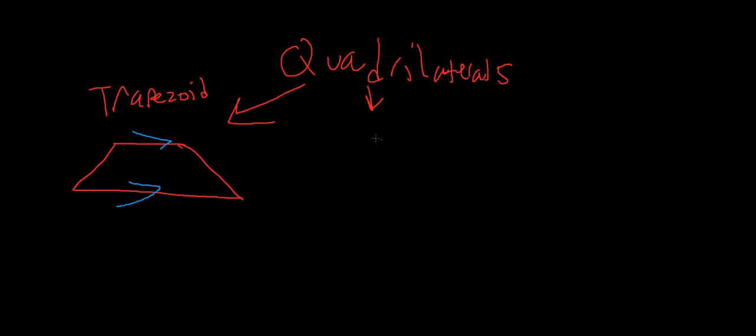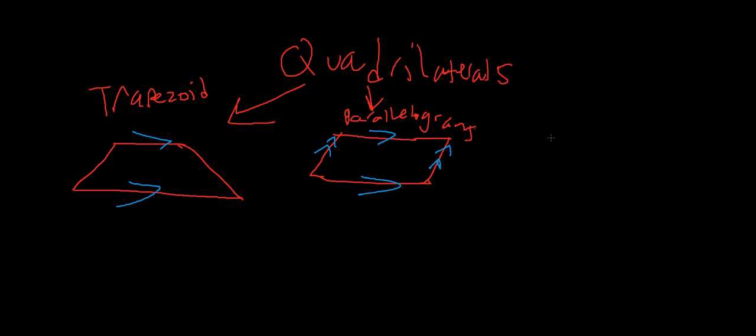Now we can think of another family where all sides are parallel. So we can think of these two being parallel. But what if it so happened that these guys over here were also parallel? Well, this family would be called the parallelograms, right? And of course, we have to have a last family, right? So we have one pair being parallel, both pairs being parallel.